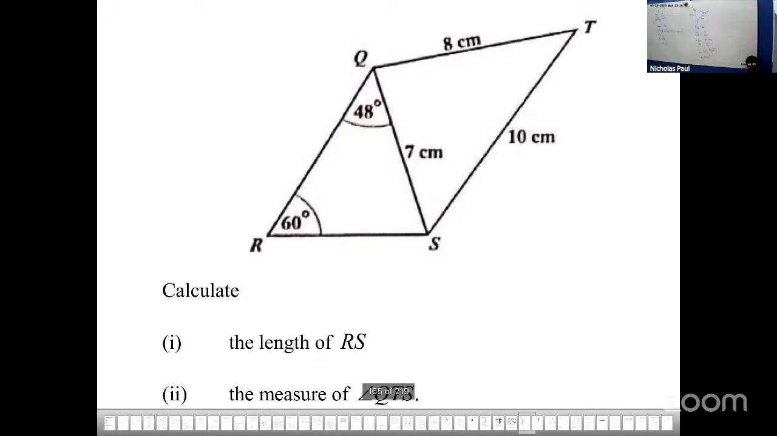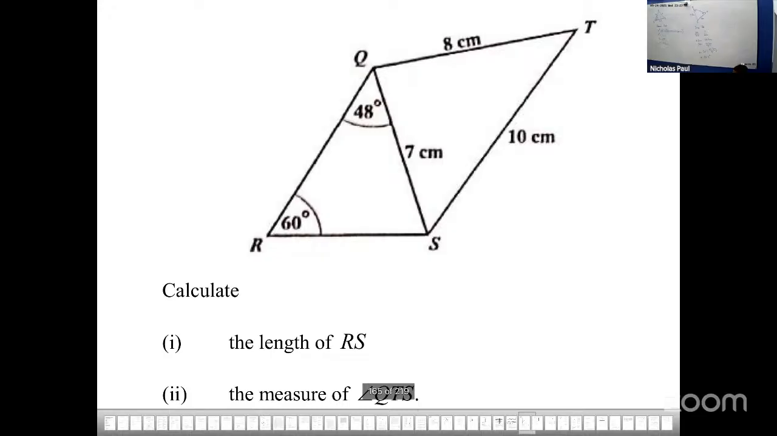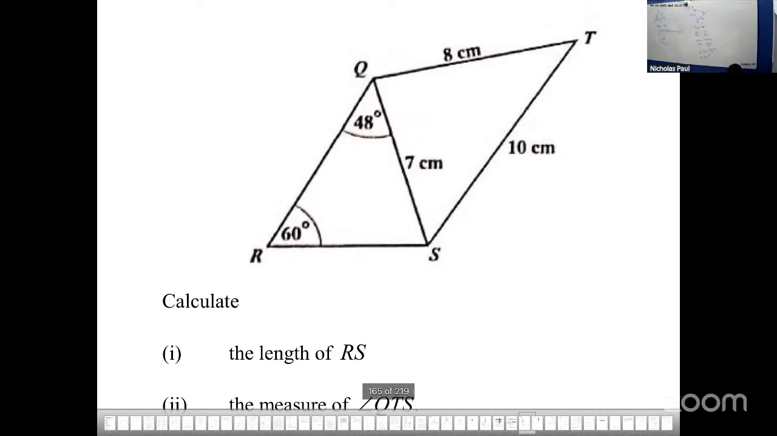Right, just to make sure you're doing it right, RS is which rule? RS, very good, sine rule. And therefore QTS is what? Which rule is QTS, to find the angle up here? You have more lengths than angles, so which rule is that? Cosine. Cosine, very good.